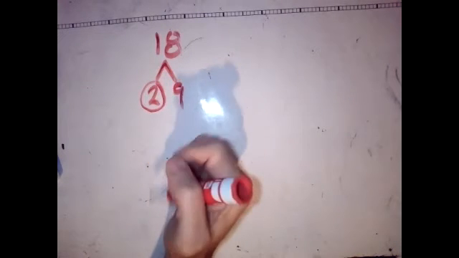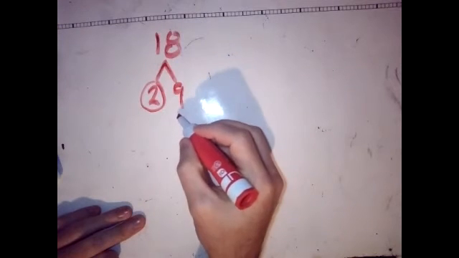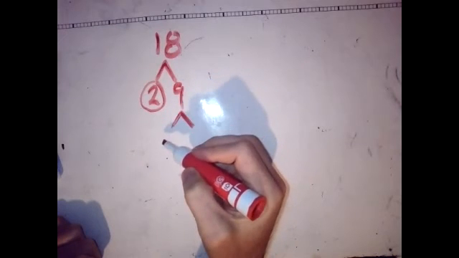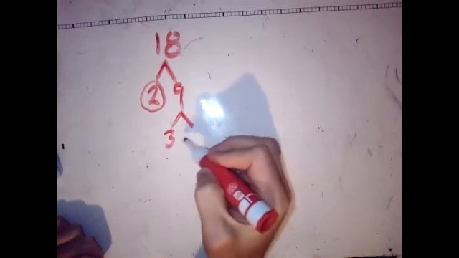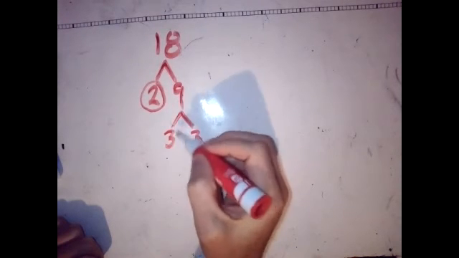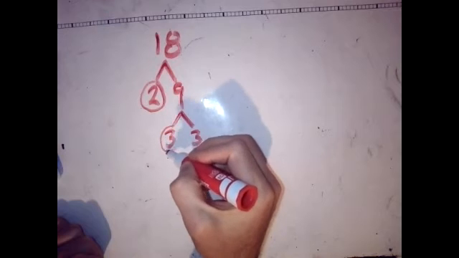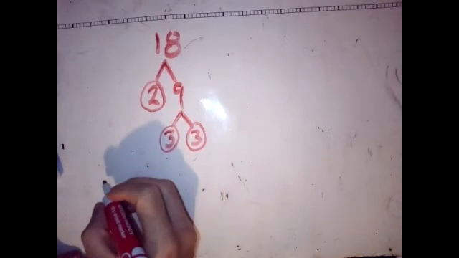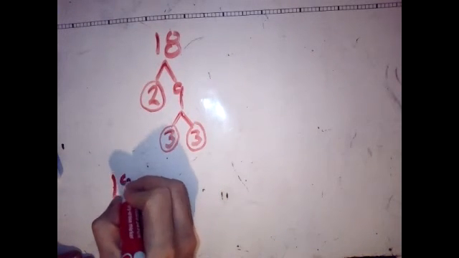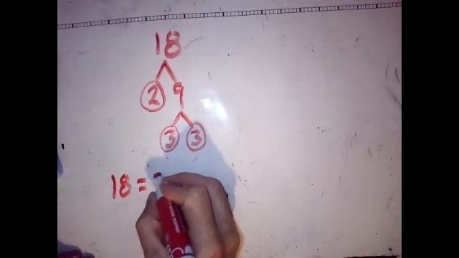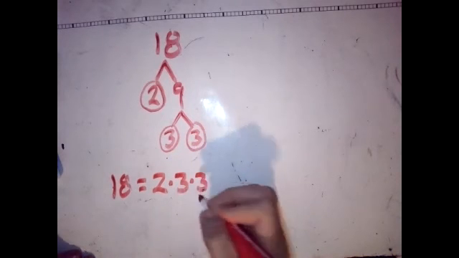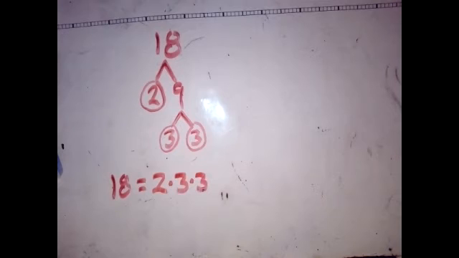Now, 9, I know 9 can be broken further. So I'm going to keep my roots going deeper and say 9 can be broken into 3 times 3. And as we said earlier, 3 is a prime number. It can only be made by 1 times itself. So I'm going to circle both of those. And so I can say the prime factors of 18 are 2 times 3 times 3. So this time there are 3 prime factors that together make the number 18.